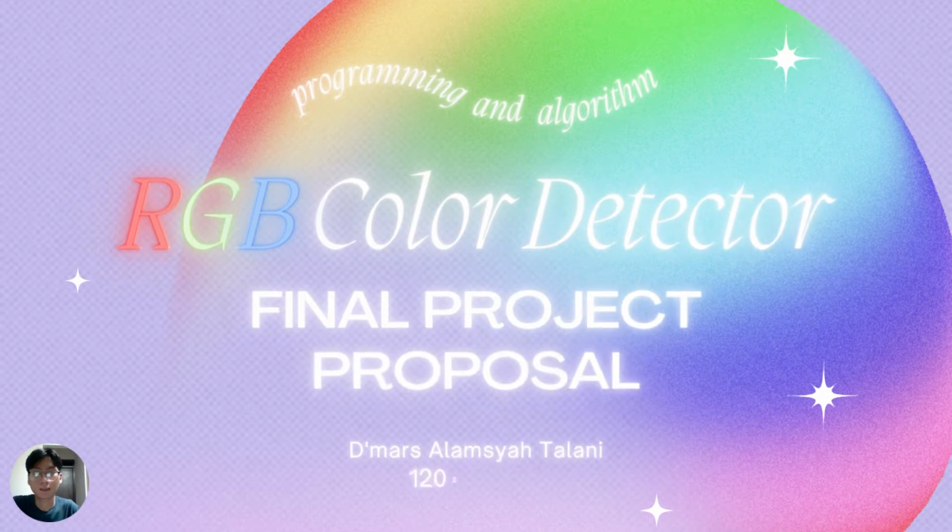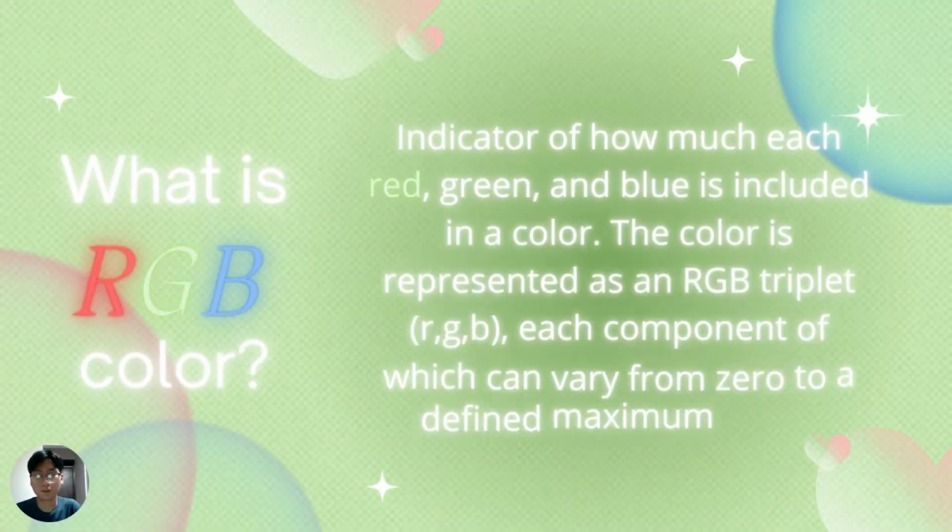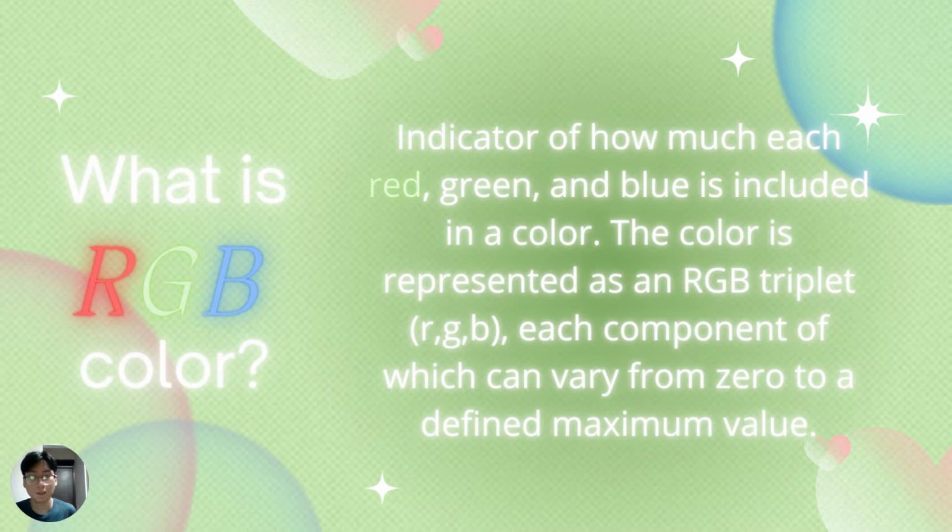So for my final project, I made an RGB color detector. So what is RGB? First of all, RGB color is an indicator of how much each red, green, and blue is included in a specific color. The color is represented as an RGB triplet, each component of which can vary from 0 to a defined maximum value. So, for example, if I have a solid blue color, the RGB code will show 0, 0, and 255.